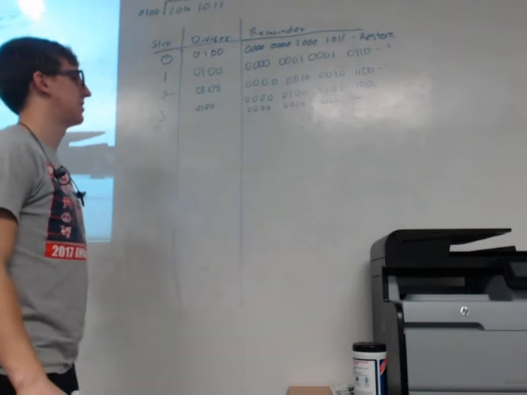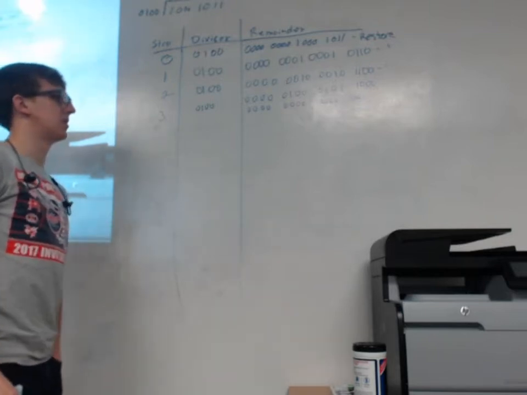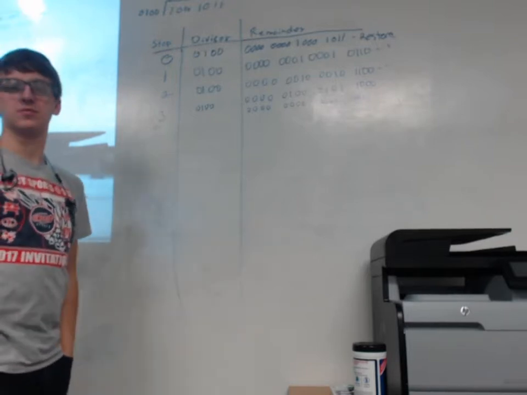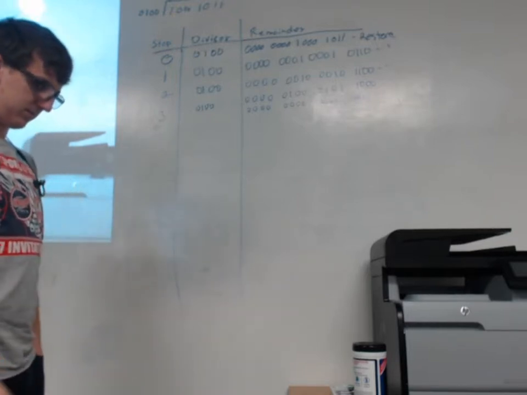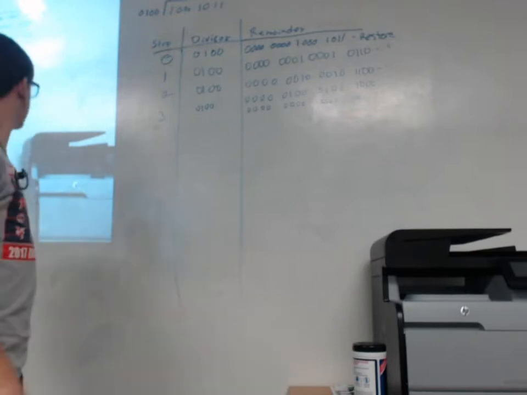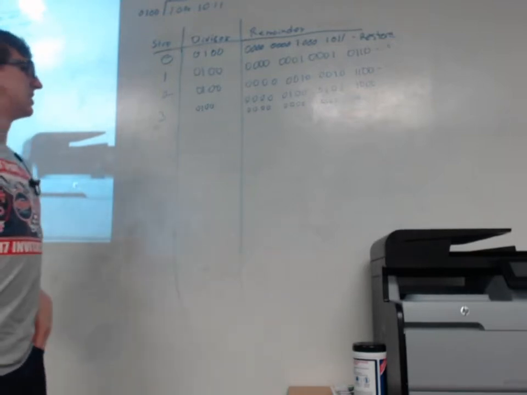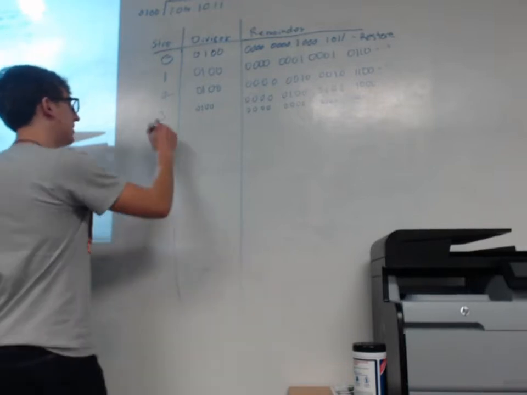Why does the last one become 1? Because you were able to subtract it. Remember, at the very end of it, your bottom half is going to be the quotient, or your answer, and the top half will be your remainder. So you got to turn that one bit on. All right, now go to step 4.